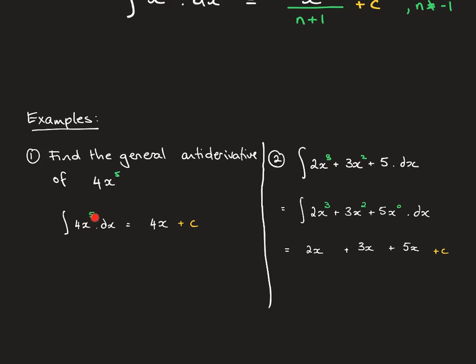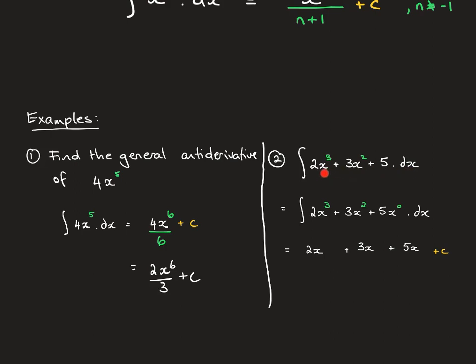All right, so our original power is 5. We need to increase that by 1, so that makes our new power 6, and then we divide the whole term by 6. And if we can, we simplify that term, so you can cancel the 4 and the 6, so it becomes 2x to the 6 on 3, plus c. And we're done.